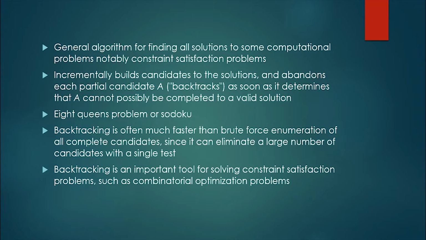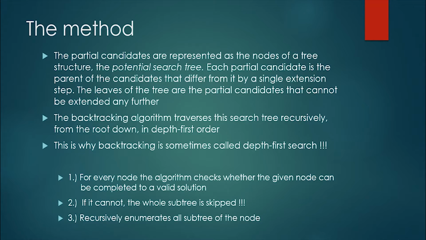Backtracking is often much faster than brute force enumeration of all complete candidates, since it can eliminate a large number of candidates with a single test. So backtracking is an important tool for solving constraint satisfaction problems, such as combinatorial optimization problems. Let me tell a few words about the method itself.